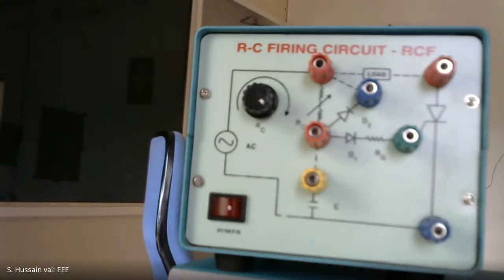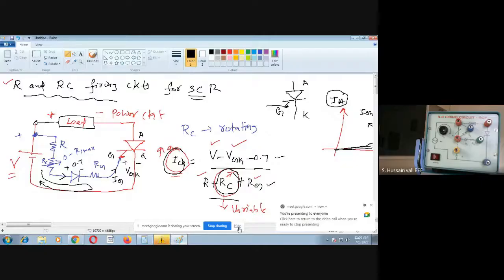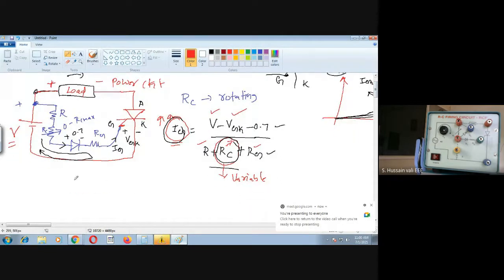I will show you this here. Just see now, what is this actual circuit? I will say this circuit is the power circuit which I have drawn here, this red color structure. What is this one? It is something like this. So you have the load here.